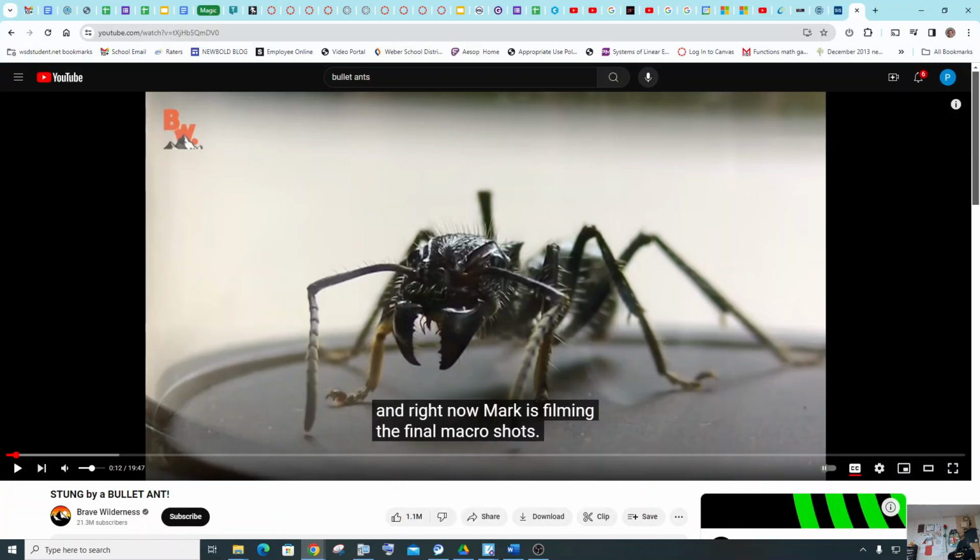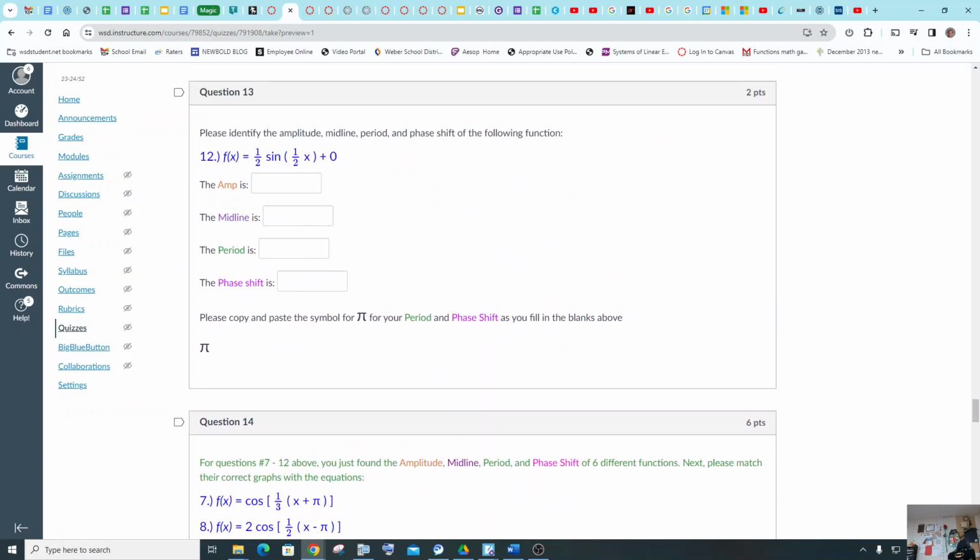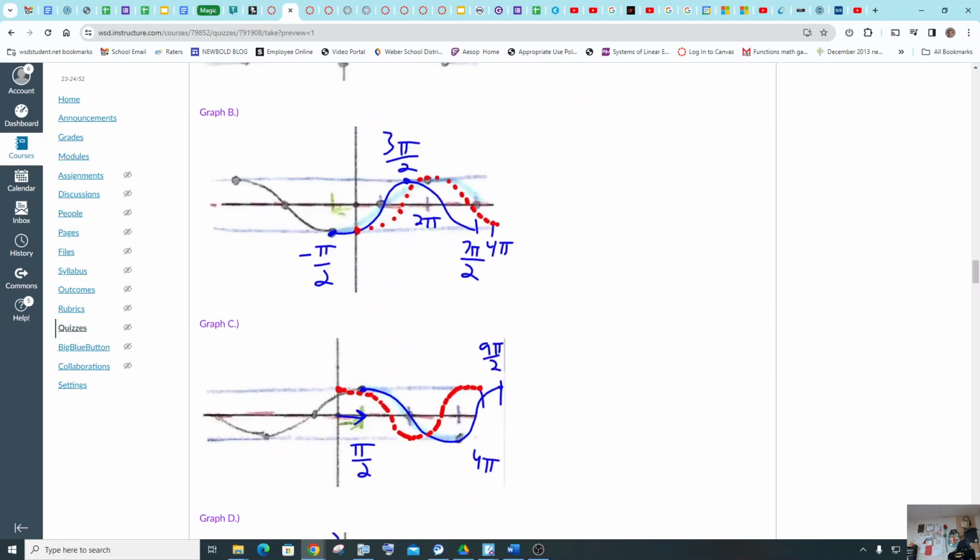Whoa, bullet ant, super painful, number one painful that we know of. Number one painful experience, right?